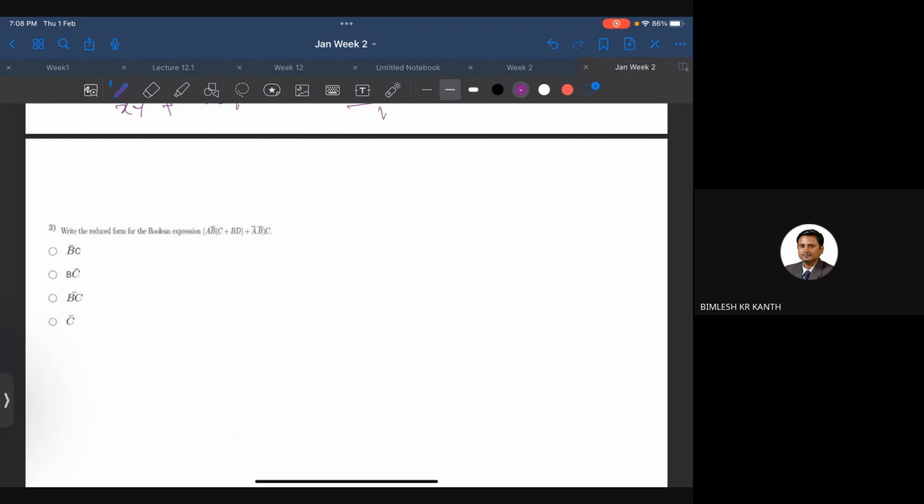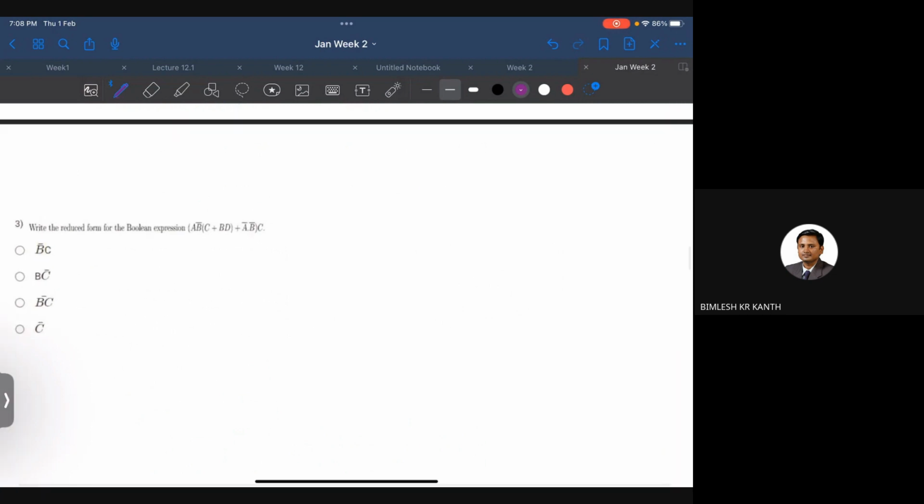Okay. Now these are practice assignment questions. Write the reduced form of the Boolean expression. The Boolean expression is given, and you have to find the reduced expression, right? So what is the expression?